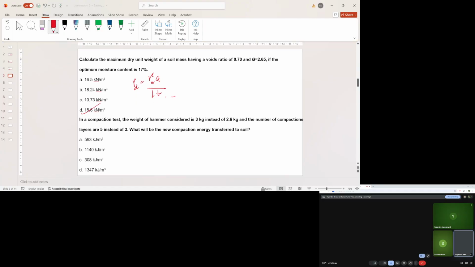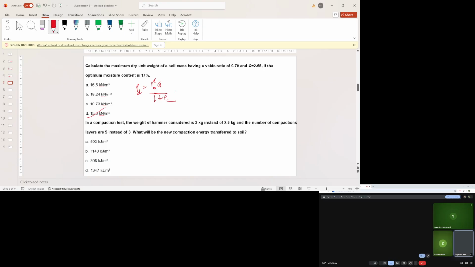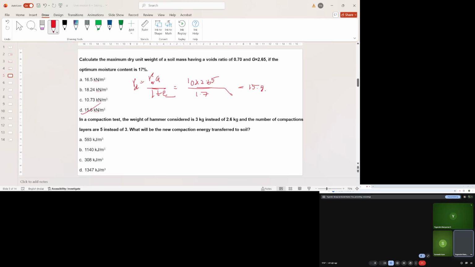Void ratio, sir. So it is going to be 10 into 2.65, divided by 1 plus 0.70. 1 plus 0.7 is going to be 1.7. So that will give us a value of approximately 15.59.